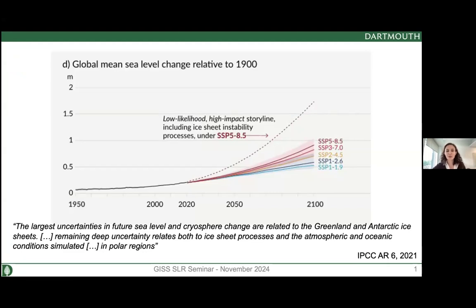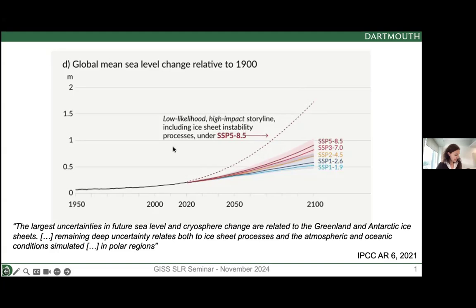You've all seen this figure from the last IPCC report showing the global mean sea level change relative to 1900 with projections in the future for different carbon emission scenarios. They have their uncertainty, both low and high emission, and then these dotted low likelihood, high impact storyline that include ice sheet instability processes.